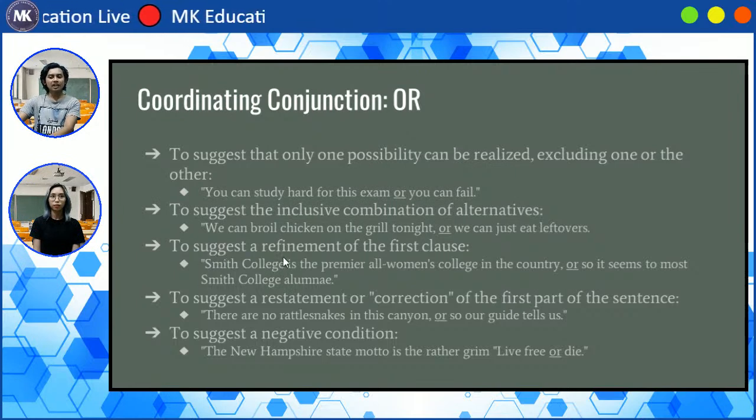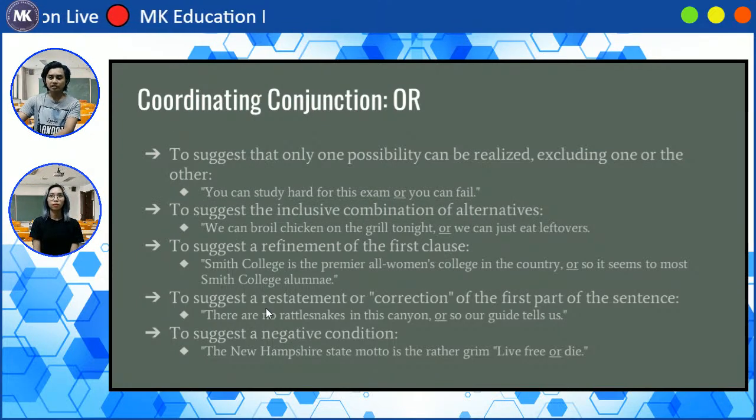Next, to suggest a refinement of the first clause. Let's look at the sentence to get a clearer understanding of that. Smith College is the premier all-women's college in the country, or so it seems to most Smith College alumni. So when you use "or" in this function, it just gives a bit more detail, or you want to give something else, to refine the idea or explain the idea so that it's more understandable, or it gives a new context or new light to your listener or to your reader.